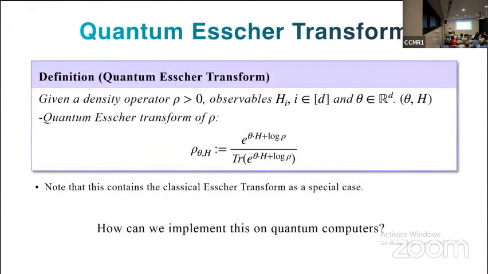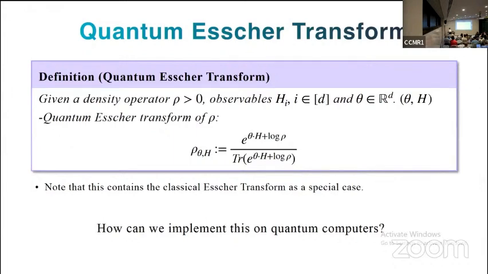It also brings us to the definition of the quantum Esscher transform, which is the main important result of our work. Given the density operator rho is positive, an observable H and a parameter vector theta, the quantum Esscher transform of rho parameterized by theta and H takes this form: exponential of theta times H plus log rho, divided by its trace. Same as in the classical definition, the theta here is general and not specific to minimizing the quantum relative entropy. And this quantum Esscher transform contains the classical Esscher transform as a special case when rho and H are diagonal and commute.